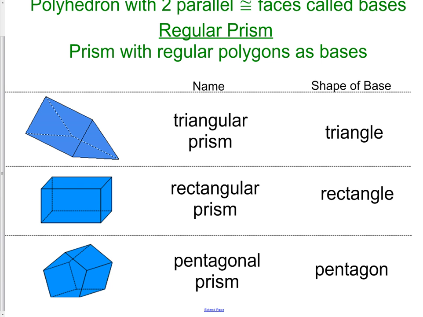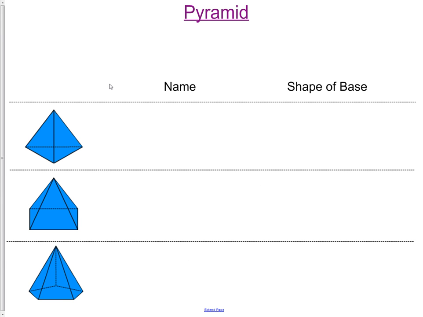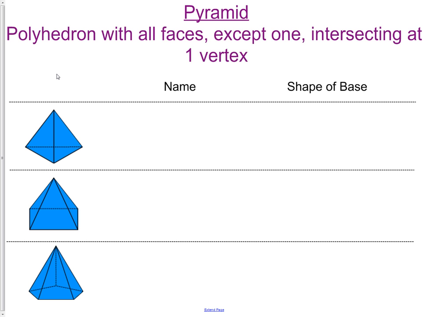Next, we'll move on to a pyramid. A pyramid and a prism are extremely different. Prism has two parallel bases. A pyramid has all faces except one intersecting at one vertex. As we look at it, a pyramid comes to a point. Therefore, the one piece of the pyramid that doesn't touch that point would be considered the base.